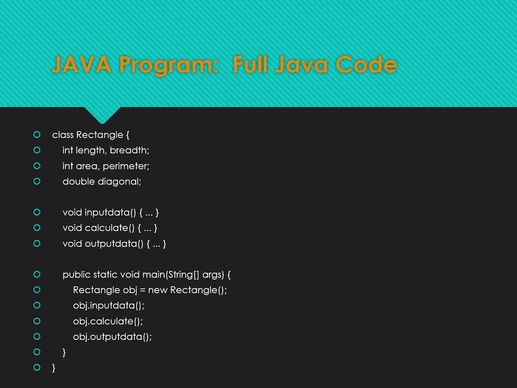In the main method, we create an object named obj from the rectangle class. Then, using this object, we call the 3 methods in order. First, InputData is called to gather input. Then, calculate processes that data. Finally, outputData displays the output to the user. This approach highlights the essence of object-oriented programming, combining data and behavior inside reusable class structures. It also shows how encapsulation and method abstraction help organize logic cleanly and logically.